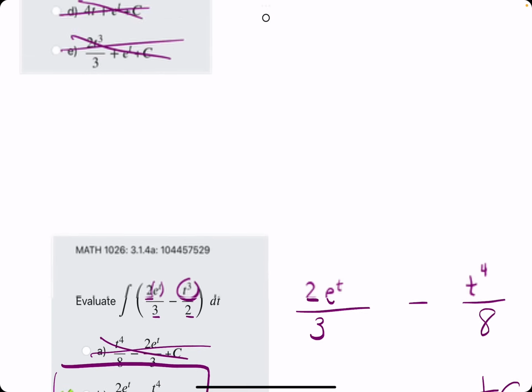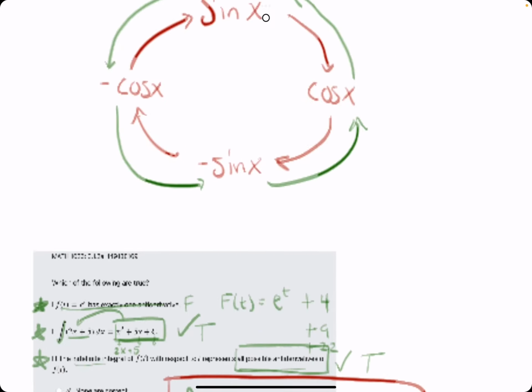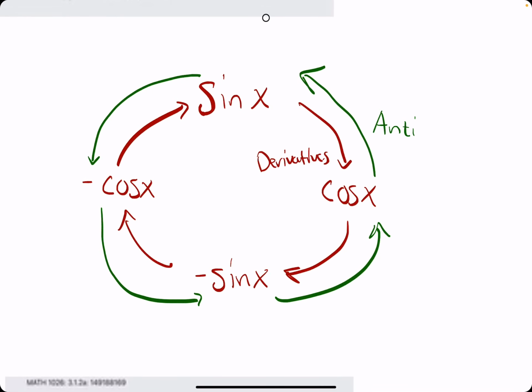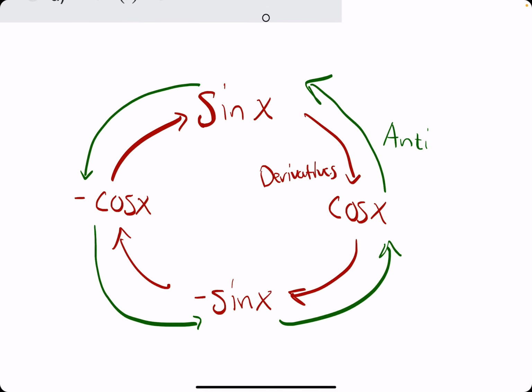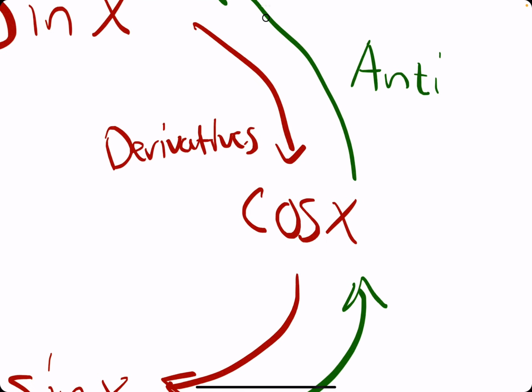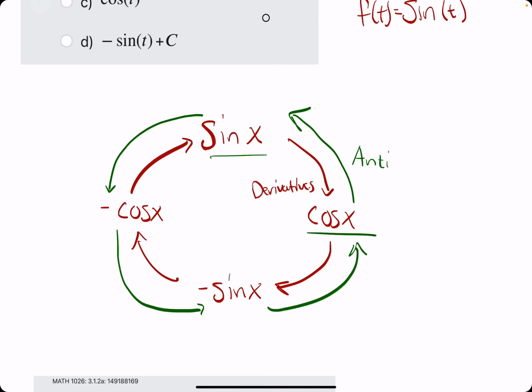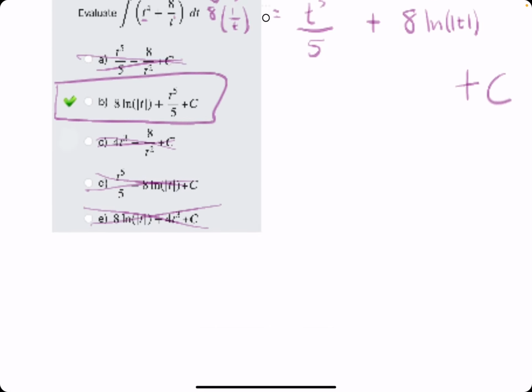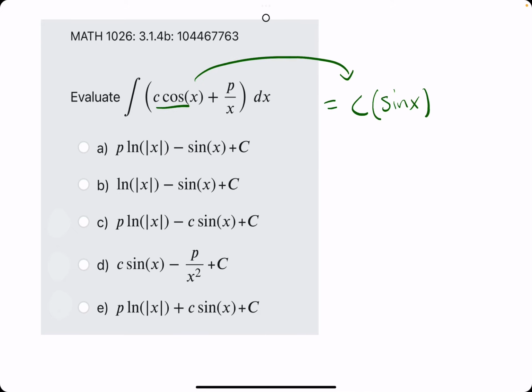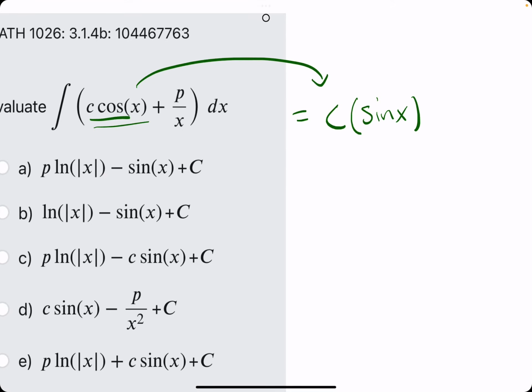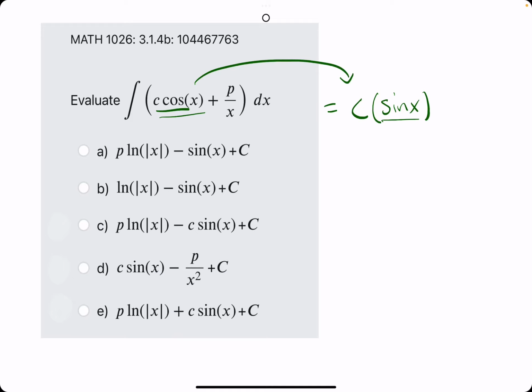If you did not see my one cycle derivative, antiderivative thing for sines and cosines, the red arrows indicate the cyclic nature of the derivatives of sine and cosine. The green arrows have the direction of the antiderivatives. And so in this case, I think we just found the antiderivative of cosine, and that turned out to be sine. So go back, take a screenshot or picture of that, whatever, to use going forward. It can be helpful. So antiderivative of cosine, again, is sine. So the c just stays out in front.